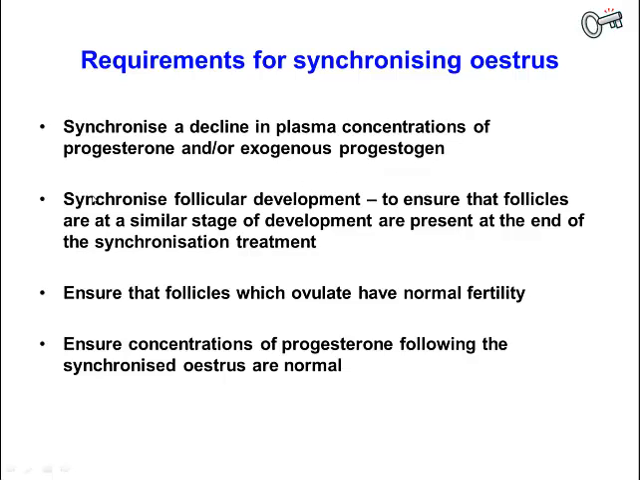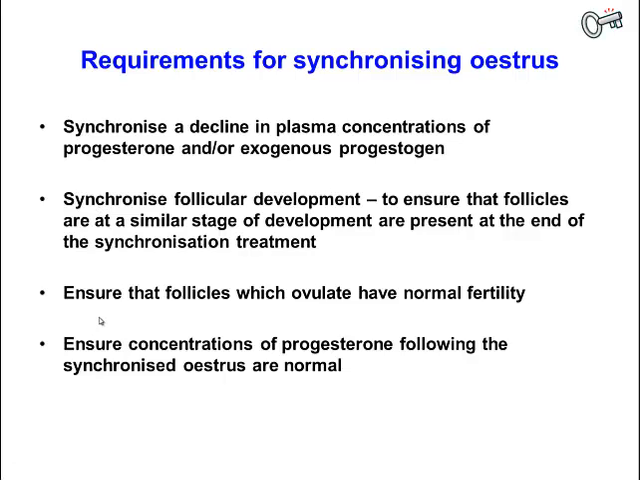The other requirement, and not all protocols can do this, but this is what we want to happen as well, is we want to synchronize follicular development. That is, if we synchronize a decline in progesterone, but the follicles in different cows are maturing at different rates or at different times, then their pattern of onset of estrus will be different. So we want to ensure that follicles at a similar stage of development are present at the end of the synchronization treatment, so that cows will develop follicles that start to produce estrogen and ovulate at the same time. So we need to synchronize follicular development.